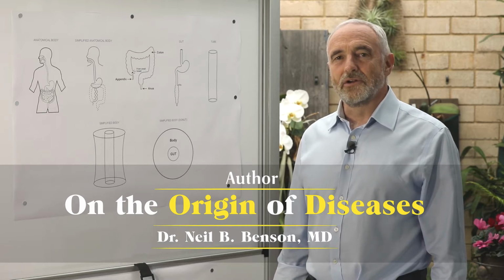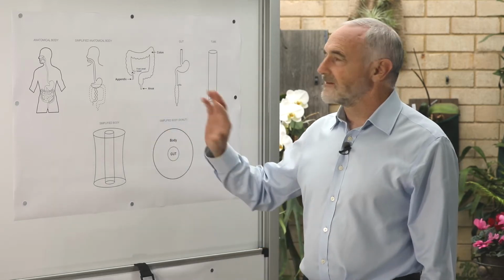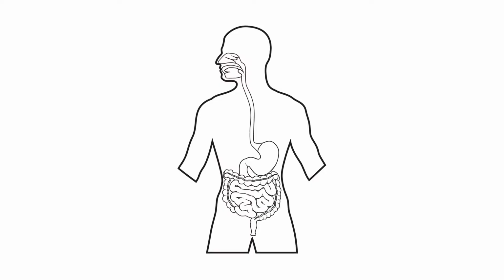To get an overview of nutrition, we must understand the characters that are involved. And fortunately, I have some diagrams here that can hopefully bring that together for you. I think we've probably all seen a diagram like this.